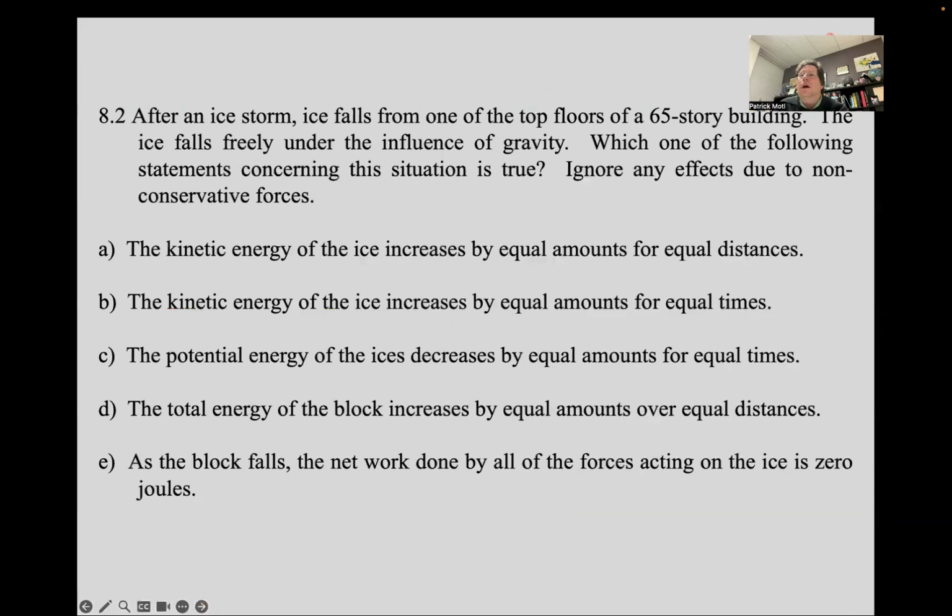All right, let's try some examples with mechanical energy. After an ice storm, ice falls from the top floors of a 65-story building. Yikes. Ice falls freely under the influence of gravity. Which one of the following statements concerning the situation is true? Nor are any effects due to non-conservative forces. So the way of saying that you'll see sometimes in this class is assume that conservative forces do no work. All right, so read through those. Talk it over with your physics neighbor, and then once you've come to consensus, let's talk about what the answer is.